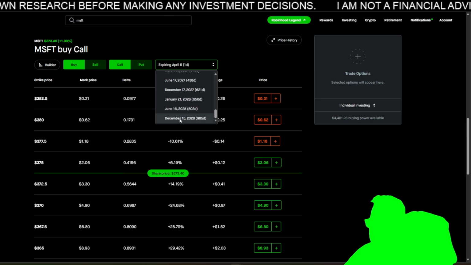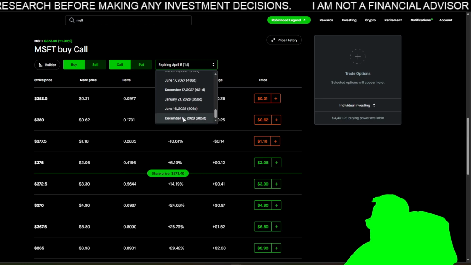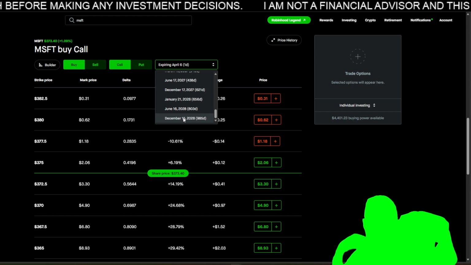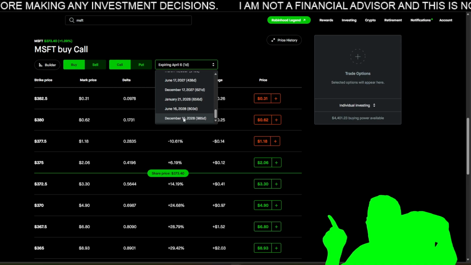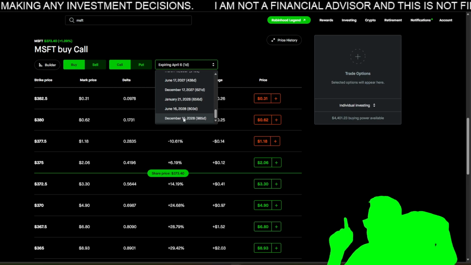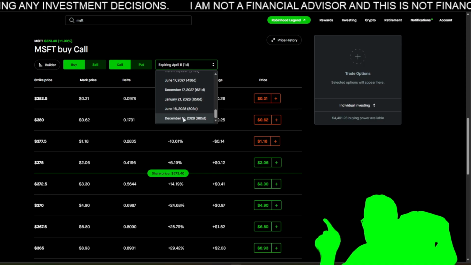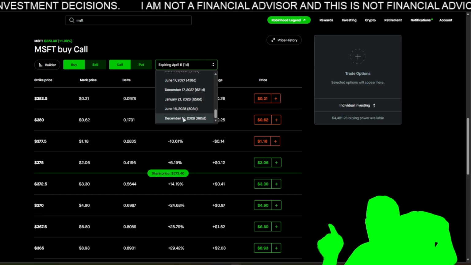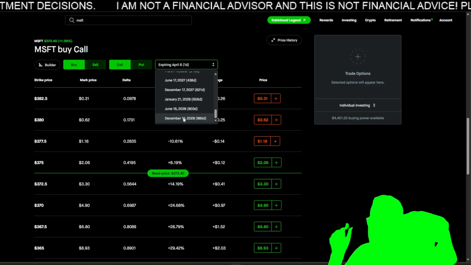If you go all the way down here, you can go right now to about 2.5 years. You go a little over 2.5 years if you want to for Microsoft, and that'll be 985 days till expiration. Now, keep in mind that as you push the expiration date further out, it will cost you more money.